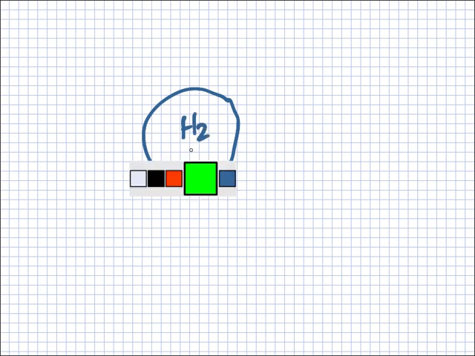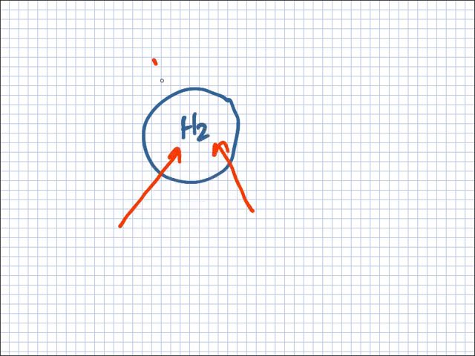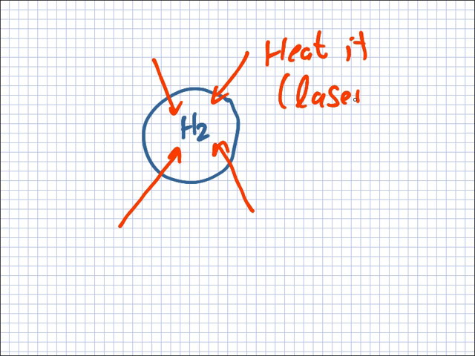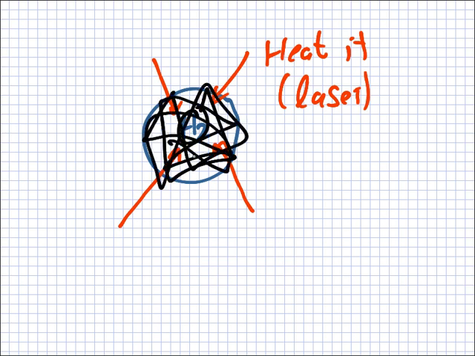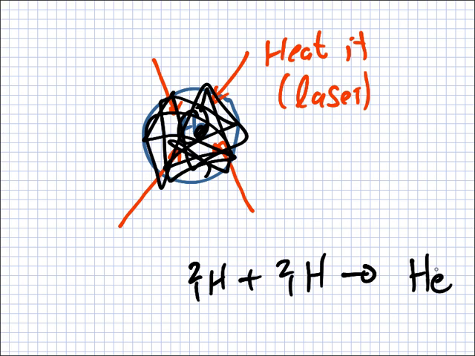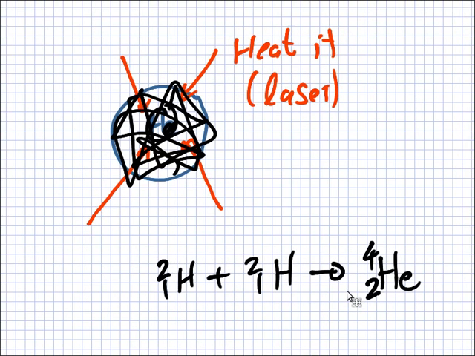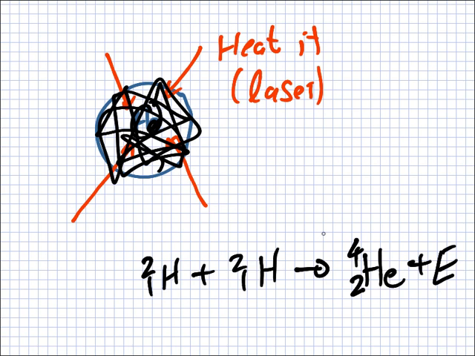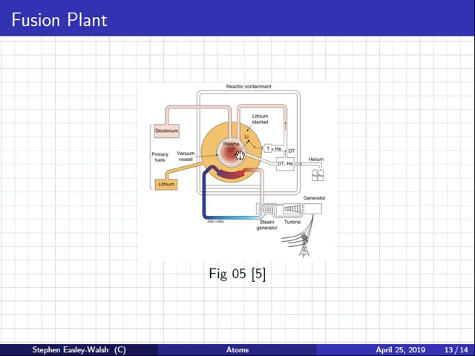Here you have H2. Then what you do is you heat it. Usually with a laser, you heat it up. And then what happens is the H2 starts to move really fast. And if it gets hot enough, the H2 can hit another H2 and it can make your helium. No neutron, just helium, plus energy. So what will happen is this H2 will turn into helium. And then you see here, you take the helium.